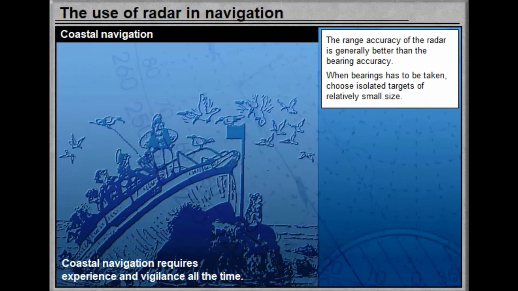Choose isolated targets of relatively small size and reduce the gain as much as possible, so that a fine echo is obtained and beam width distortion is reduced.